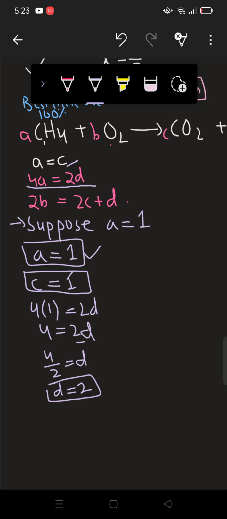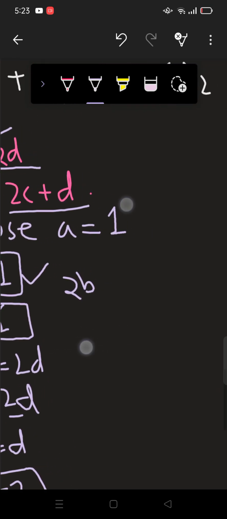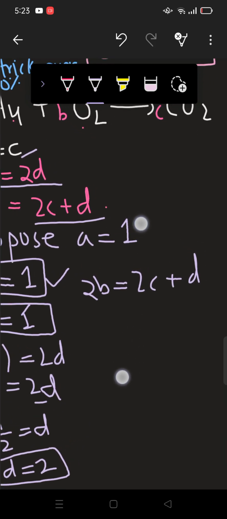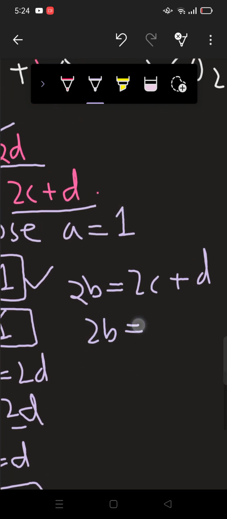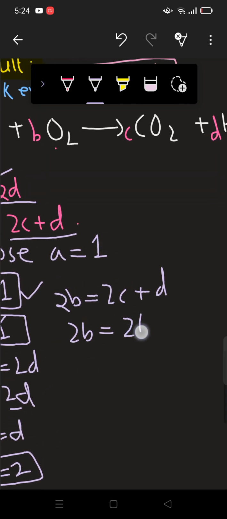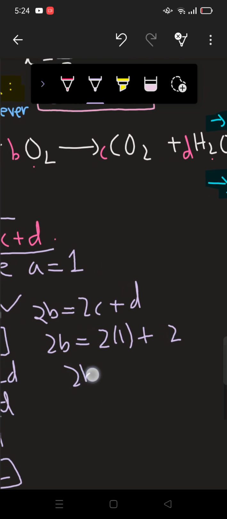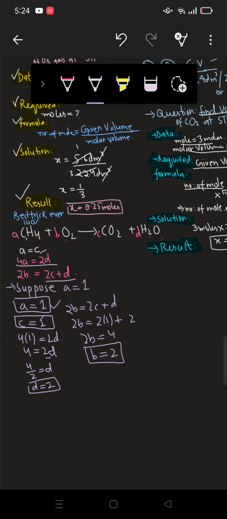Now let's find the value of what? The value of B now. So by using the third equation we can actually find the value of B as well. So 2B is equal to 2C plus D. The value of B we don't have, right? So the value of B we are actually finding. So 2B is equal to 2 times the value of C, which is 1, plus the value of D, which is 2, right? So 2B, 2 plus 2 is 4. B is equal to 4 divided by 2 is 2, right? So we have now got our four values A, B, C, D.